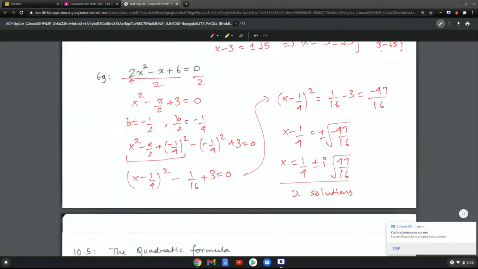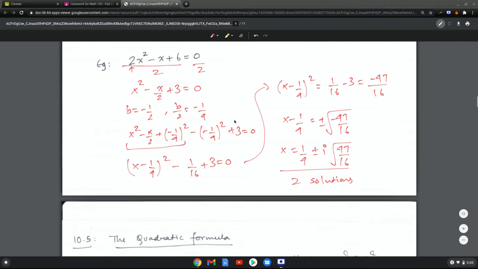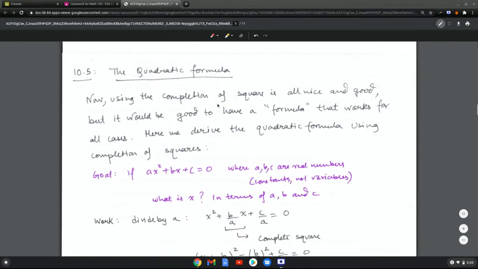In the previous video, we saw that we are able to solve trinomials by completion of square. Now we're going to learn something called the quadratic formula. The method we just learned, completion of square, is all nice and good, but it would be better to have a formula that works for all cases. Here we derive the quadratic formula using completion of square. So this is the goal.